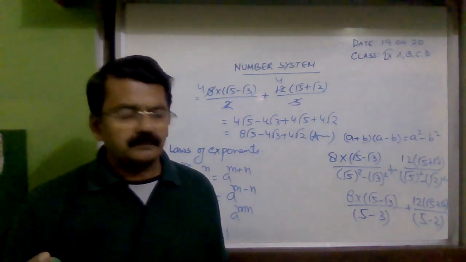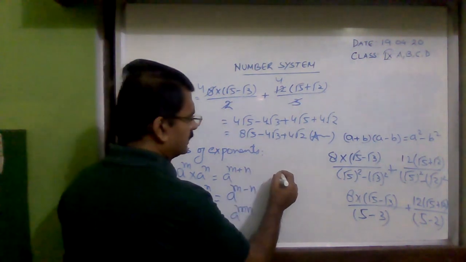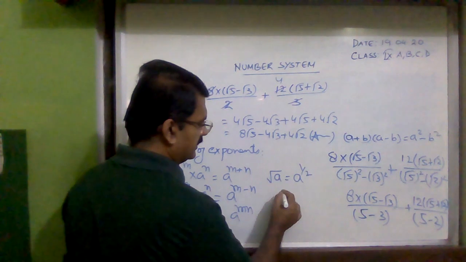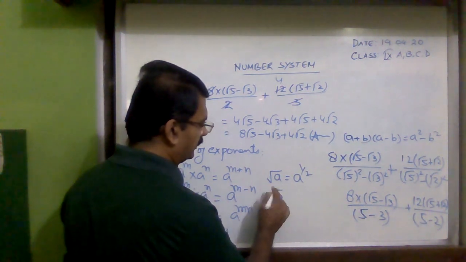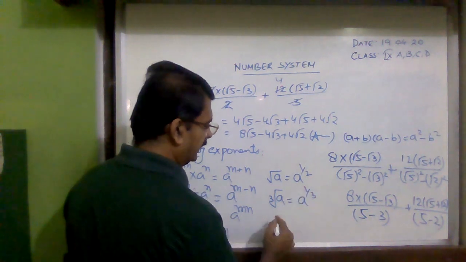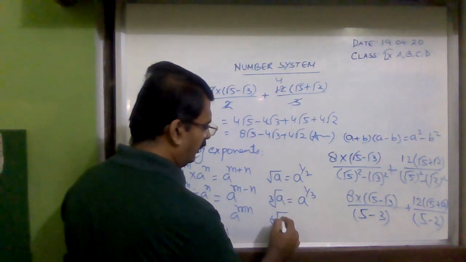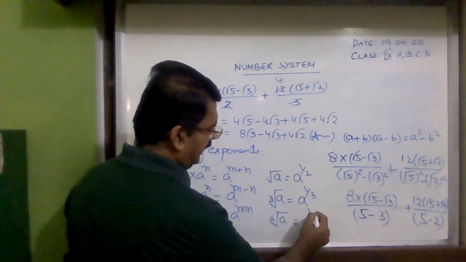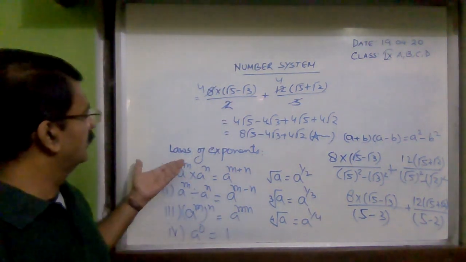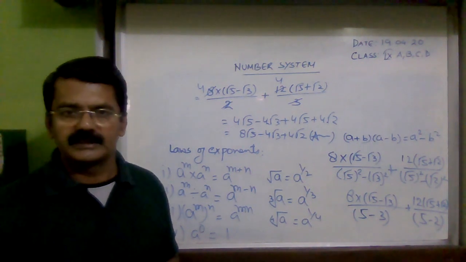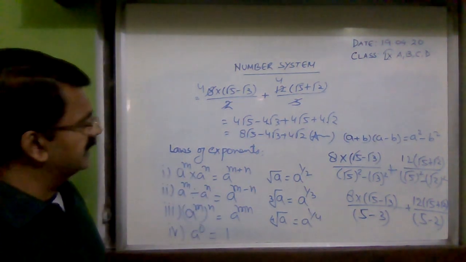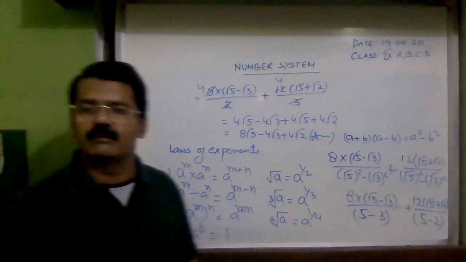Then square root of a, it means a to the power half. Similarly, cube root of a means a to the power 1 by 3. Similarly, fourth root of a is a to the power 1 by 4, and so on. Clear? These are few laws of exponents. I hope it is clear to all of you, and with this we have finished our topic number system.